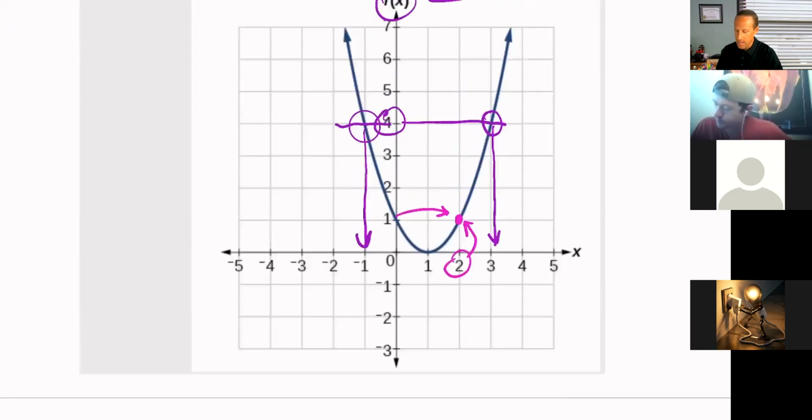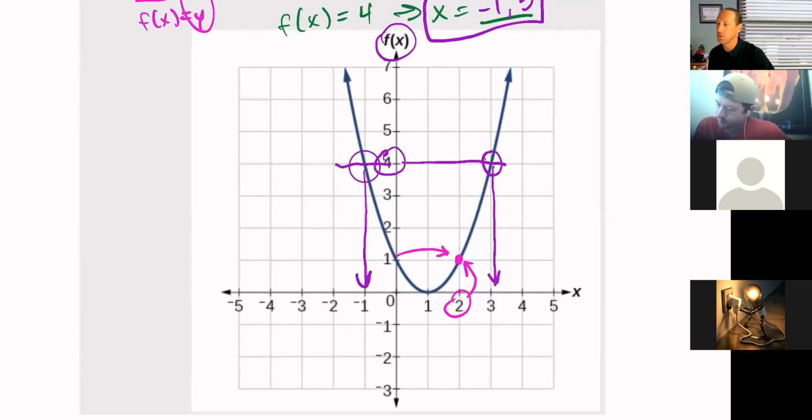Okay, now we can make this be a one-to-one function. Anybody want to know how? Anybody have an idea how?